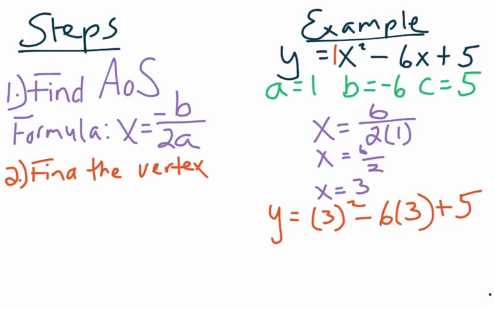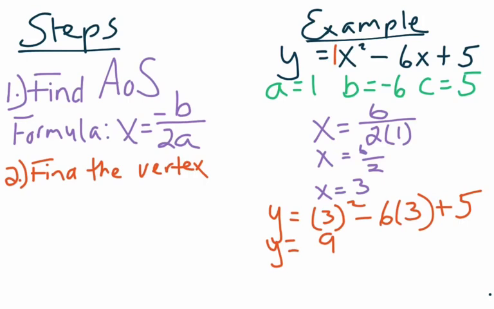If you have a calculator that will do chained operations, you are welcome at this point to just dump that whole thing into your calculator and get an answer out. I don't have a calculator on this program that I can demonstrate with, so I will go through the order of operations. 3 squared is 9.